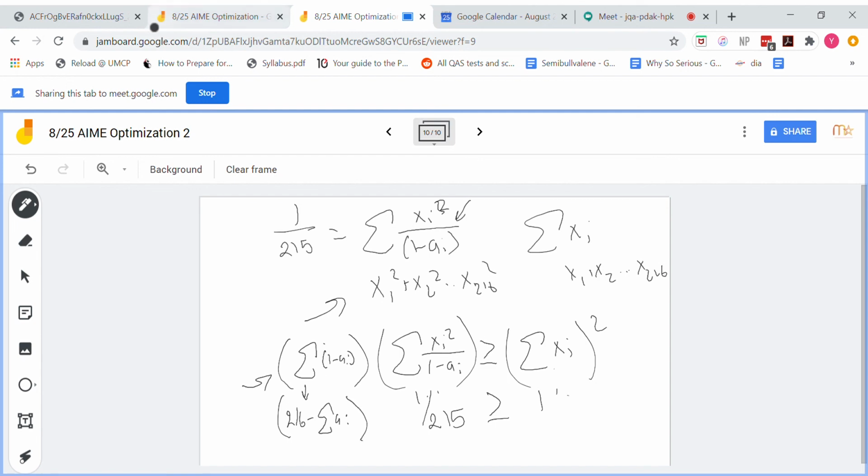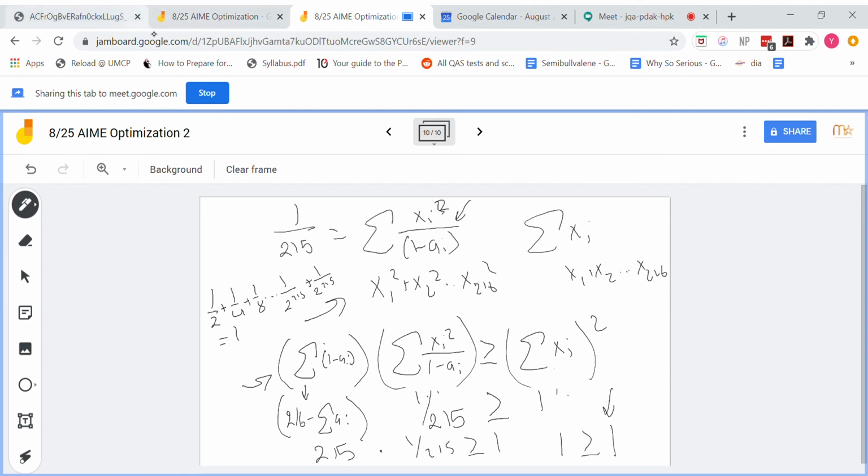And the sum of ai is equal to half plus 1/4 plus 1/8, all the way down to 1 over 2 to the power of 215 plus 1 over 2 to the power of 215. And you can tell pretty easily that this comes out to be 1. And so this comes out to be 215. And so we have 215 times 1 over 215 is greater than or equal to 1. Or we have 1 greater than or equal to 1. So this is in fact the equality case of Cauchy-Schwarz, because both sides are equal to each other.